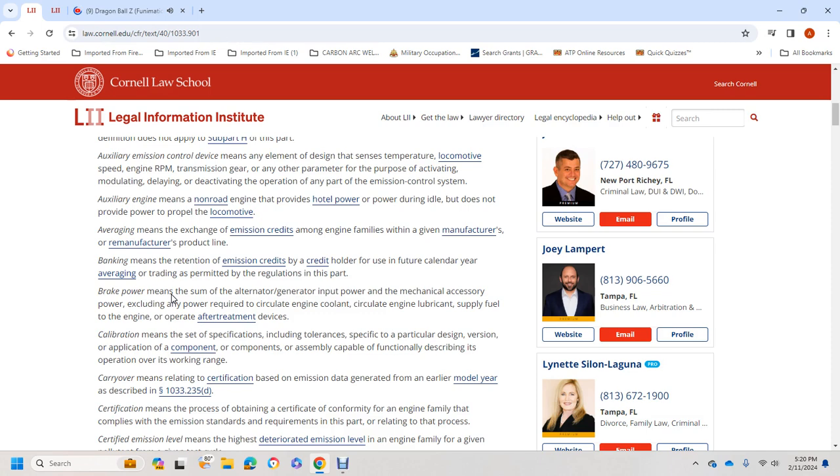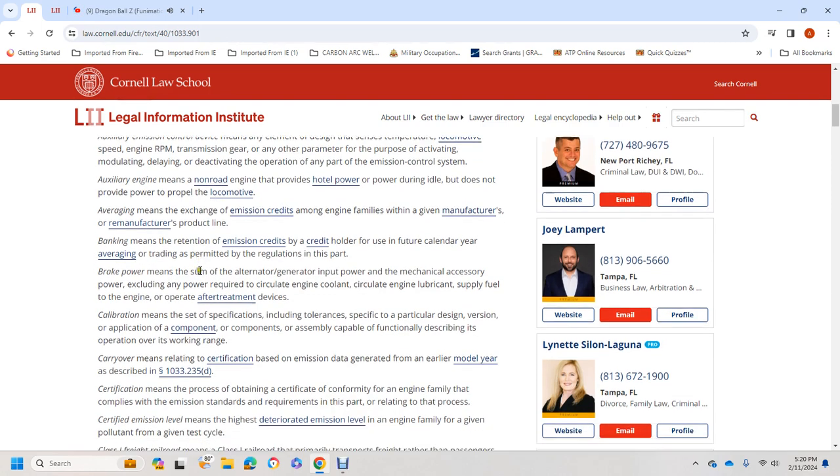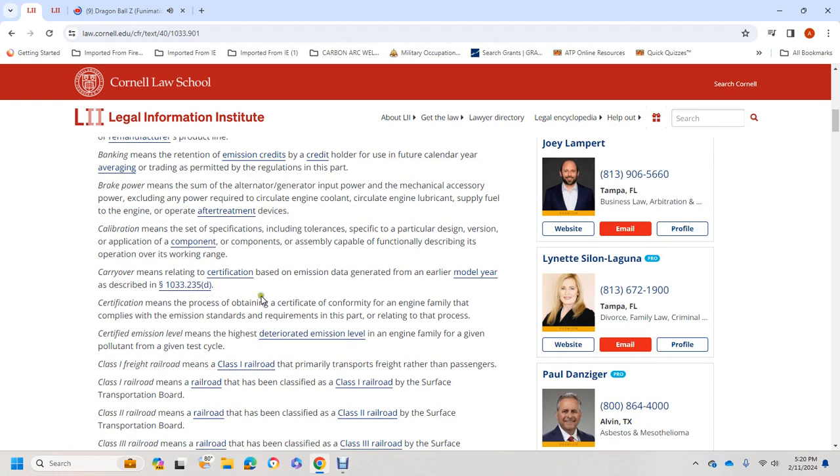Carryover means relating to certification based on emission data generated from an earlier model year, as described in 1033.235(d). Certification means the process of obtaining a certificate of conformity for an engine family that complies with emission standard requirements for this part. Certified emission level means the highest deteriorated emission level in the engine family for a given pollutant with the given test cycle.